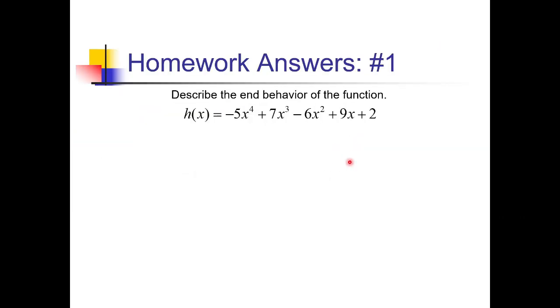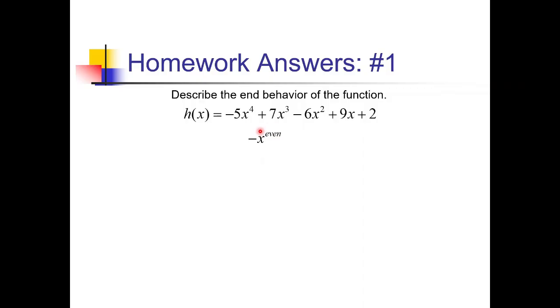For the first couple problems, we are given a function and we're trying to describe the end behavior of the function. So for all of these, the key thing to do is to pick out the lead term, the term with the highest exponent, and see what that's doing. So in this case, we have this negative 5x to the fourth term, which is a negative x to an even power. This is the key here.